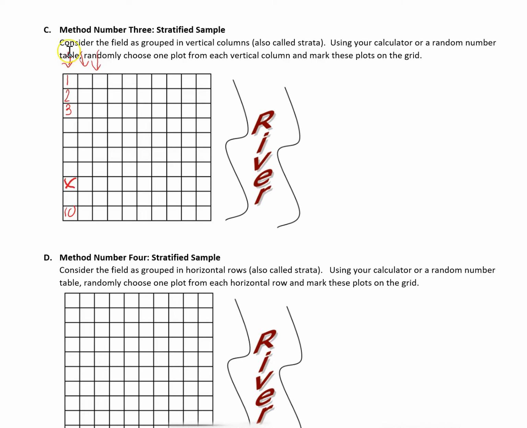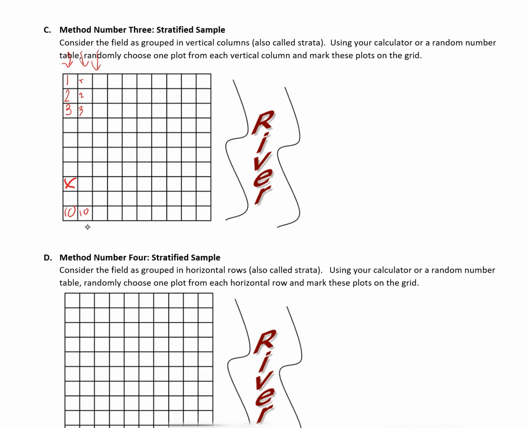Okay, so I picked my one plot from my first group. Since I had 10 groups and I need 10 plots, I just need to pick one from every group. So now I'm going to go to group 2 and I'm going to do it again. So here's plot 1, 2, 3, all the way to 10.